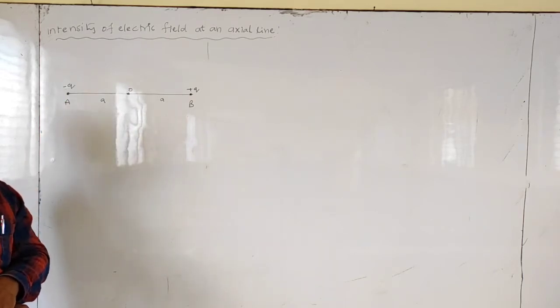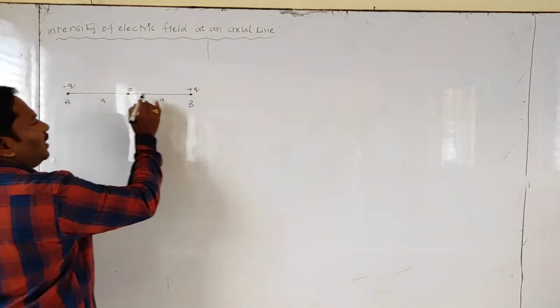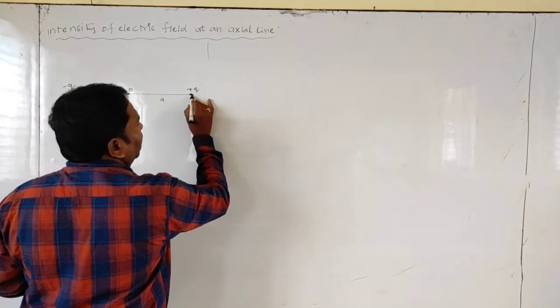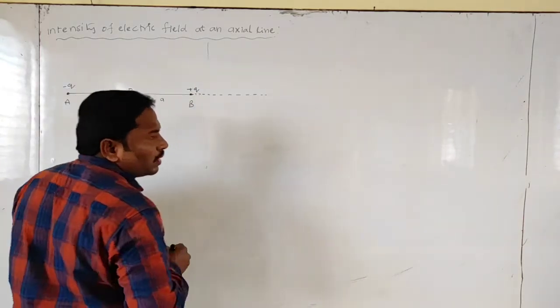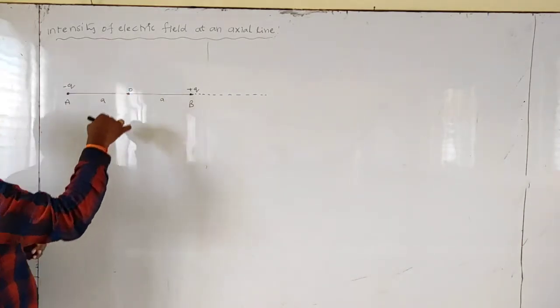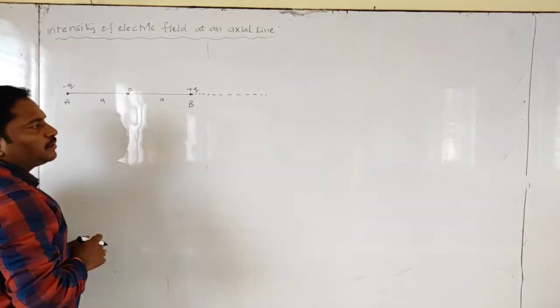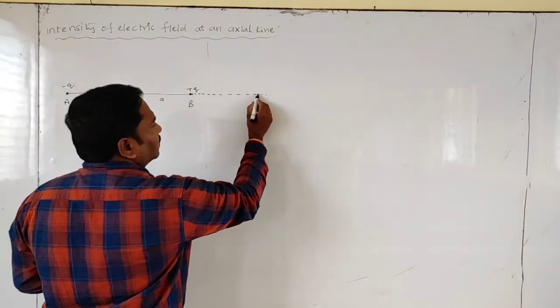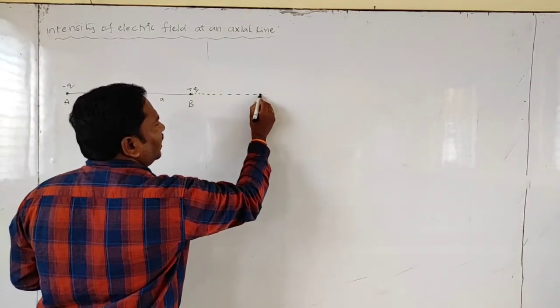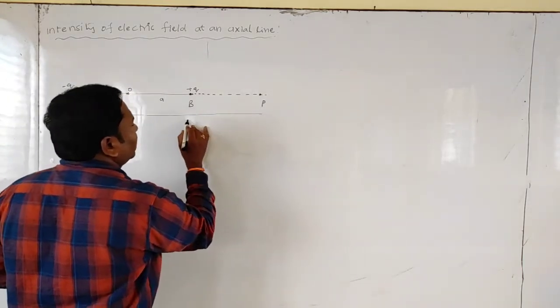Now we are going to find the intensity of electric field on the axial line and on the equatorial line, that is, at any point. Suppose this is the axis of the dipole, and this line we call the equatorial line, a line perpendicular to the axis. Now consider a point P on the axial line, at a distance r from the center of the dipole.